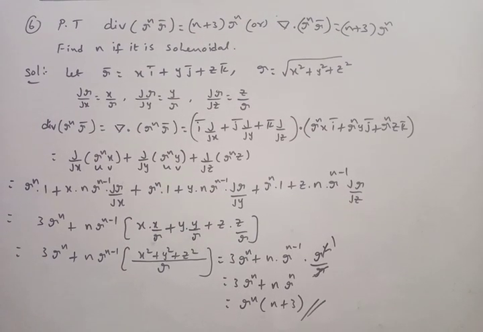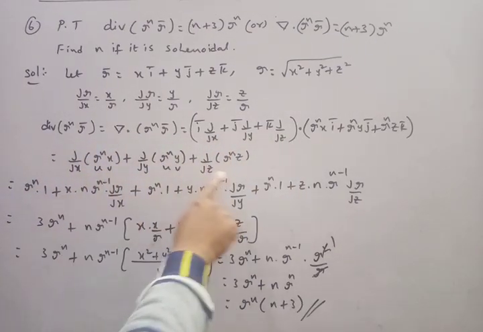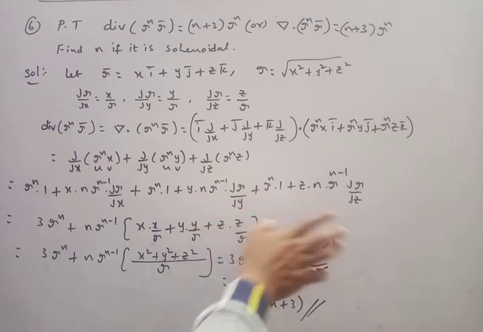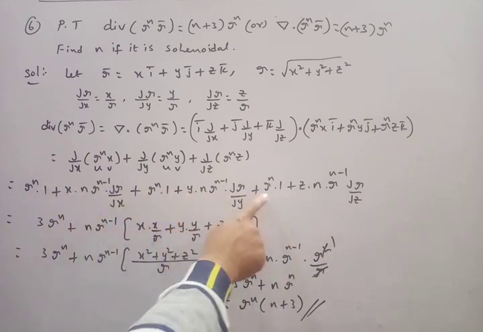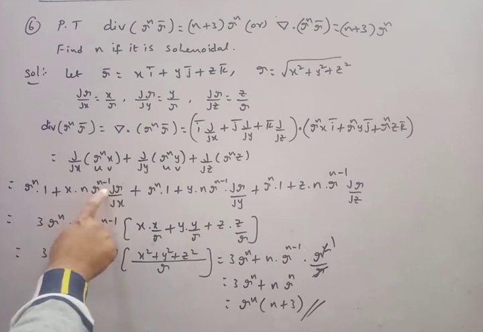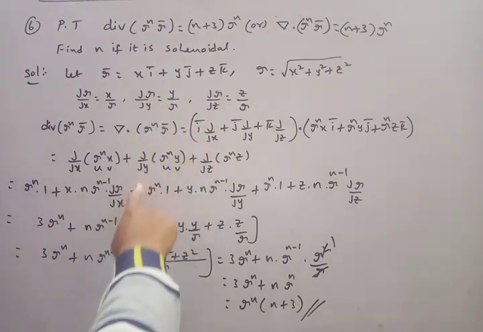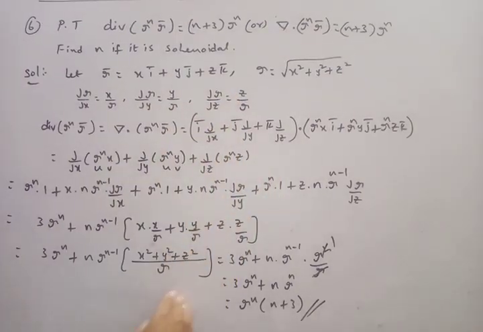Very simple it is. The only thing is, you have to do the dot product, divergence, dot product, then differentiate u into v, then add r to the power n, r to the power n, r to the power n, take out common n r to the power n minus 1, x dou r by dou x is what? x by r. So basically this data is important. If you know this data, then simply you can substitute here and take out common.